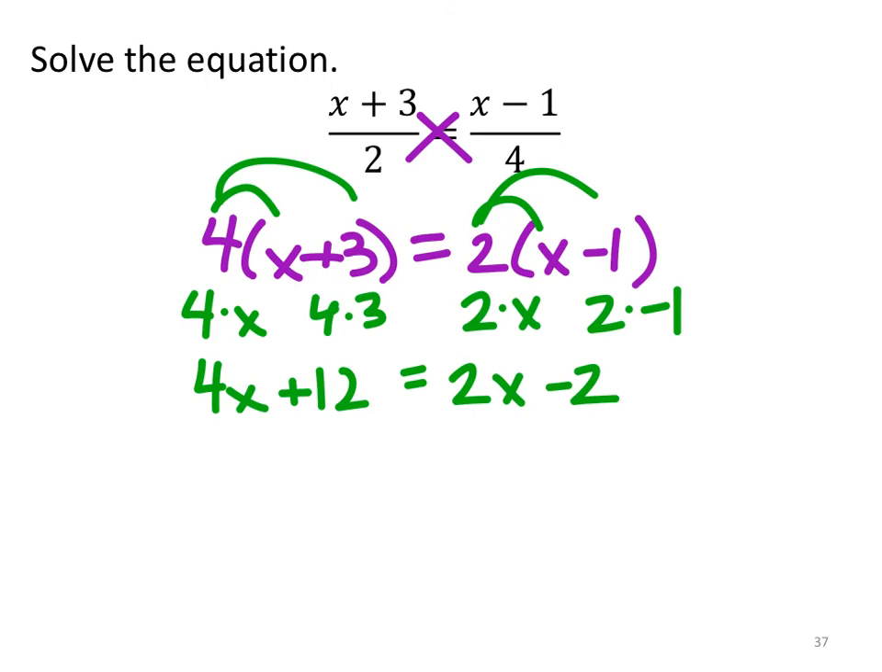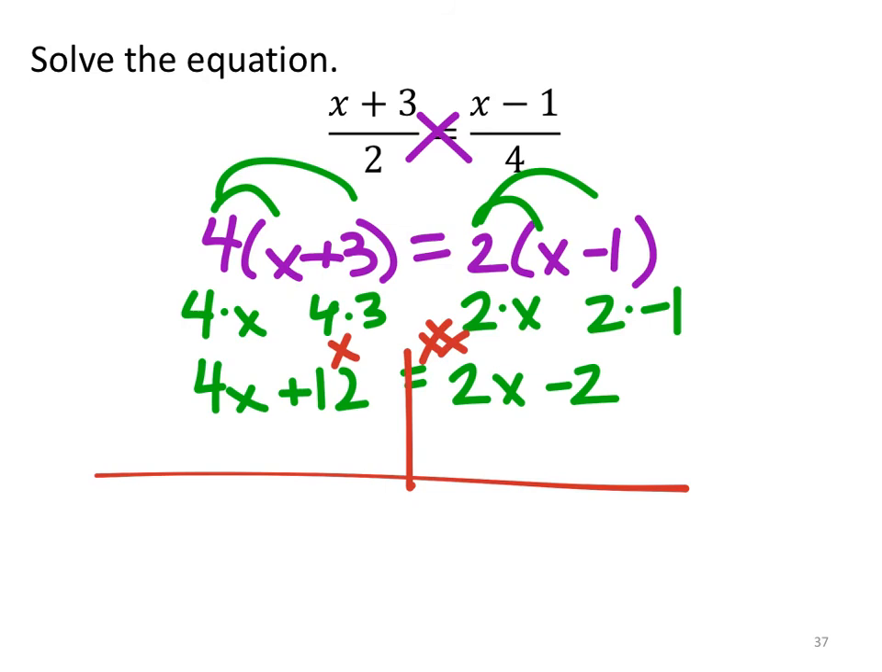Again, it's not required that you use this method. I'm not doing it simply to make this lesson shorter. I'm doing it to show you that it is possible to do two operations at the same time. It's almost like using the switch and stay game. Now, I'm still going to choose to put the x's on the left and the numbers on the right. That's good. But I'm going to do both of these operations at the same time.